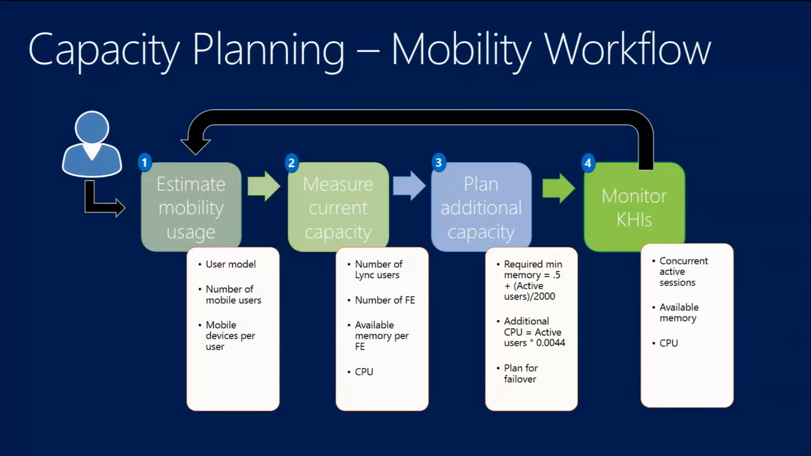What's the number of Lync users that we have today? What's our number of front ends? What's our memory usage, or what's our CPU usage? We have all of this today in our capacity calculator that you can use to help you start planning this. Once you run through this capacity calculator, it's going to tell you, with the additional users that we're adding for mobile, how many more CPU cores we need, how much more CPU usage it's going to take, and how much more memory potentially.